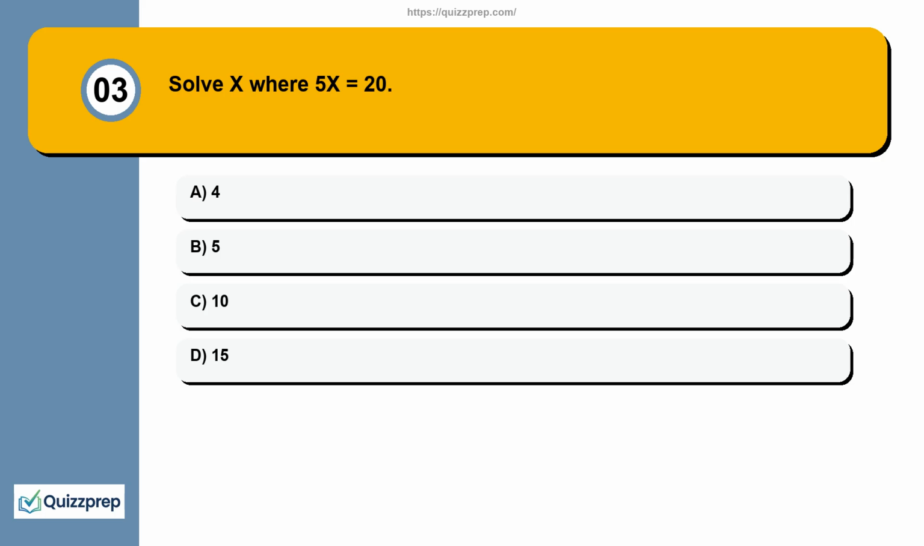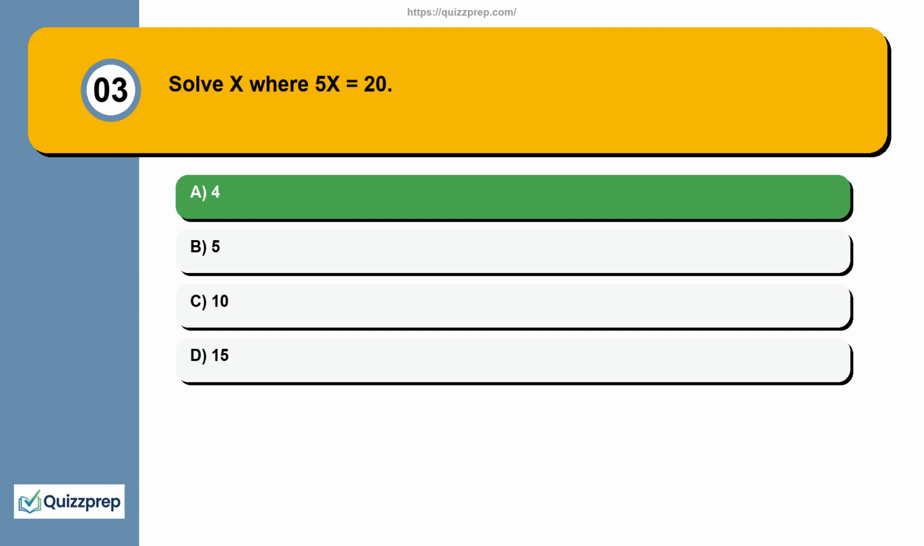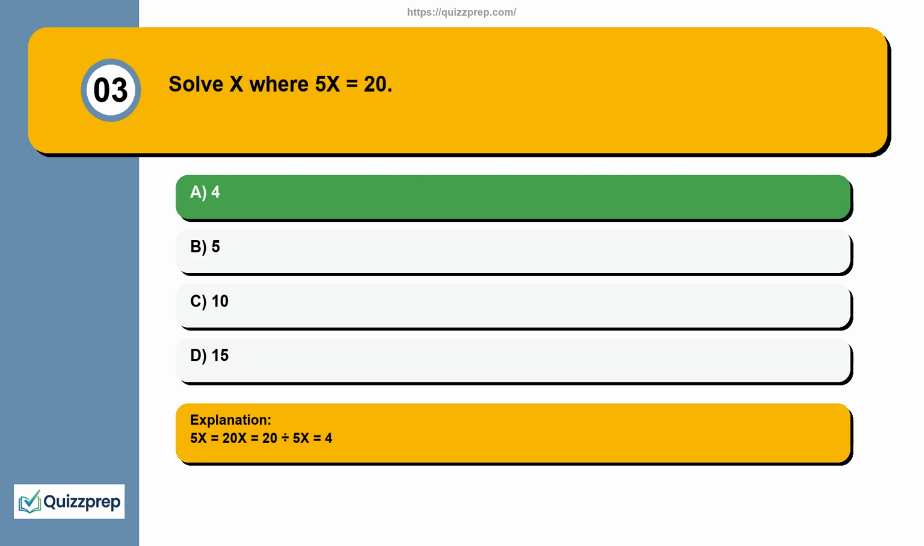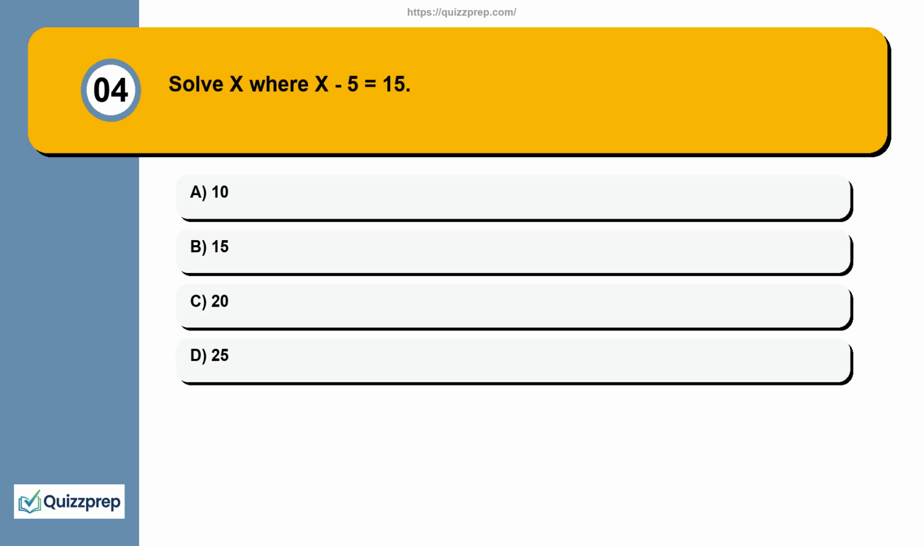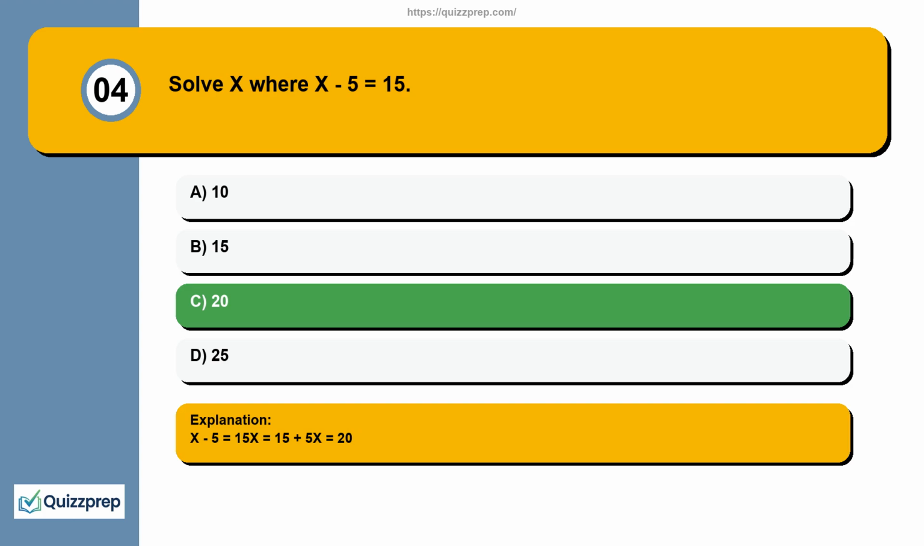Question 3. Solve for X where 5x equals 20: 4, 5, 10, 15. 5x equals 20, x equals 20 divided by 5, x equals 4. Question 4. Solve for X where x minus 5 equals 15: 10, 15, 20, 25. x minus 5 equals 15, x equals 15 plus 5, x equals 20.